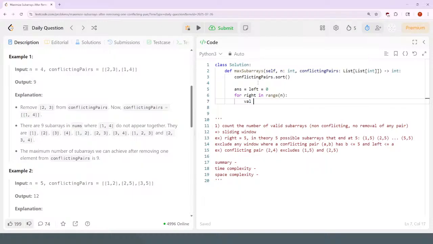Let's say the value is equal to... well, no, right? It's an ordered array, 1 to n, so I know the value is going to be just right plus 1. So I think conflicting pairs need to sort based on the second index. It needs to sort based on the b value and then the a value.